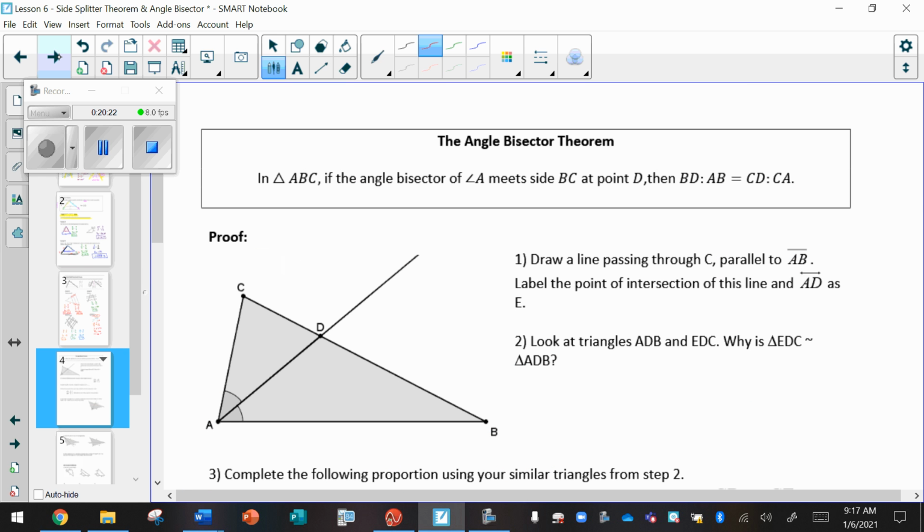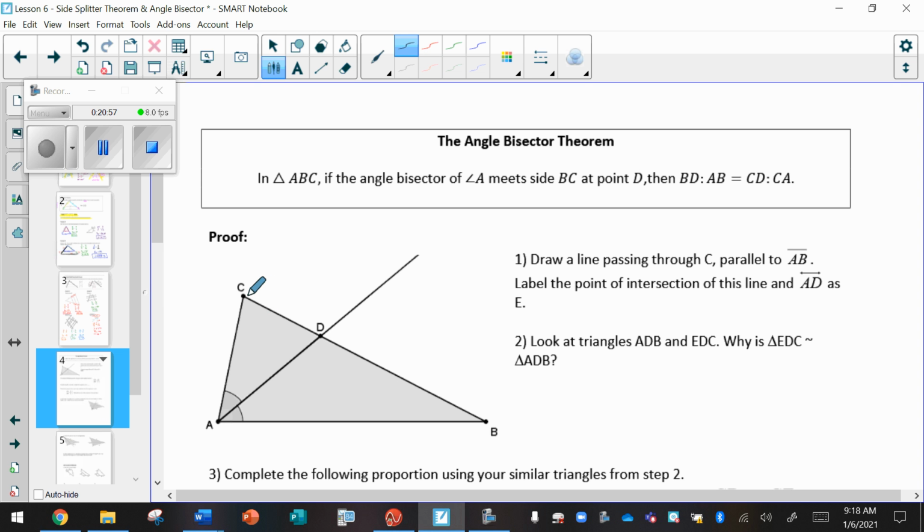Now we're going to move on to the second theorem of today's lesson, the angle bisector theorem. The angle bisector theorem says that in triangle ABC, if the angle bisector of A meets side BC at a point D, then the ratio of BD to AB is equal to the ratio of CD to CA. Whew, that makes no sense. So reading it slower will make no difference at all. But let me explain, and I'll show you, and then it's actually a pretty simple thing to use. So here's why it's true.